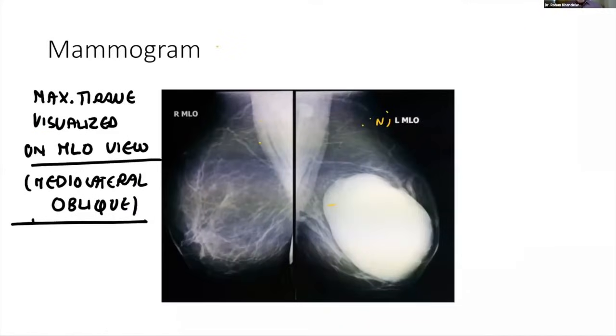This is a mediolateral oblique view, MLO, and this is where you will see maximum tissue. Also, you can see here the axilla is also visualized in the MLO view.